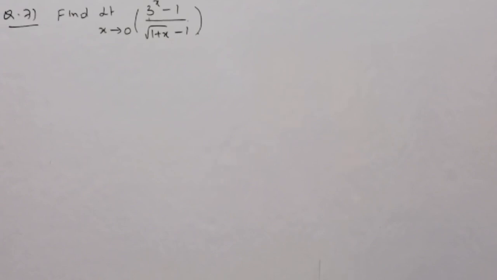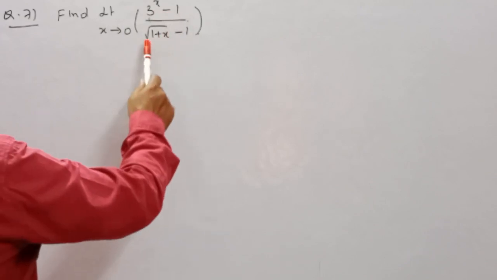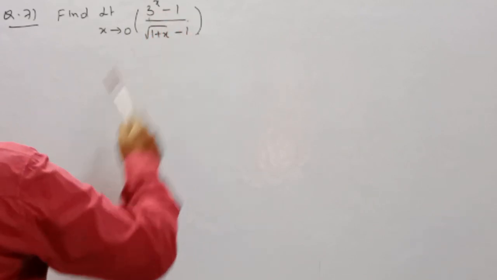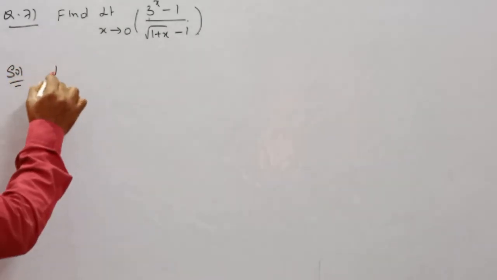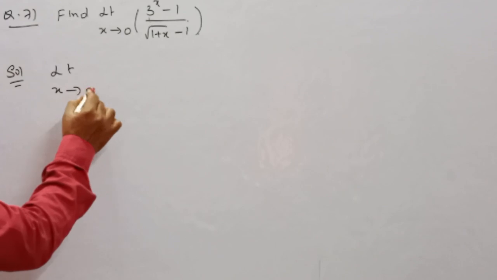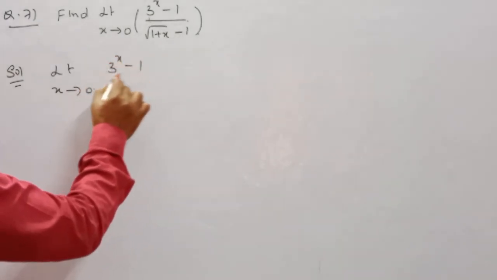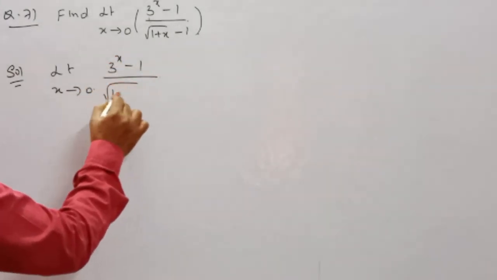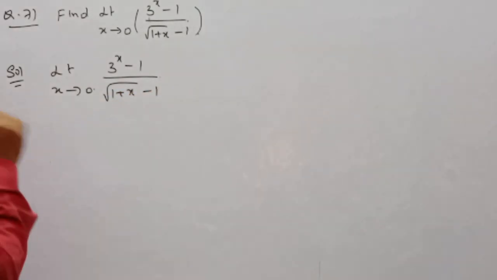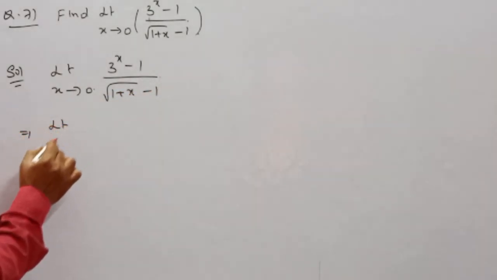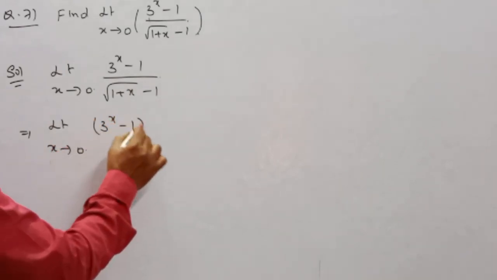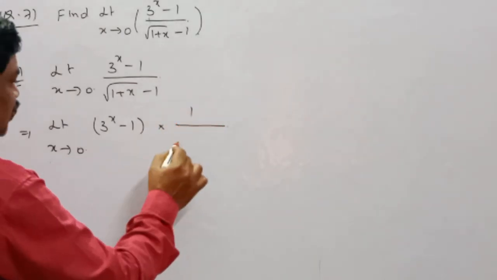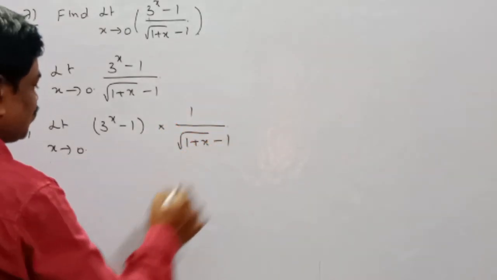Here we have one more problem. Find limit x tends to 0, (3 power x minus 1) by (root over 1 plus x minus 1). So here you see, we are given limit x tends to 0, 3 power x minus 1 by root over 1 plus x minus 1. This can be written as limit x tends to 0, 3 power x minus 1 into 1 by root over 1 plus x minus 1.